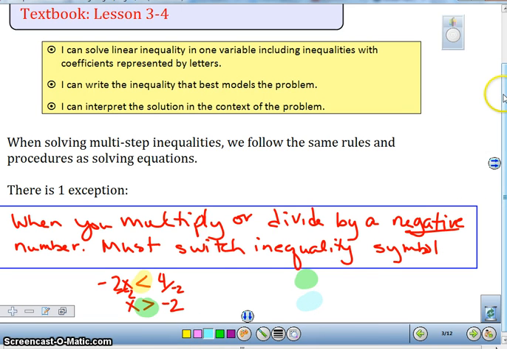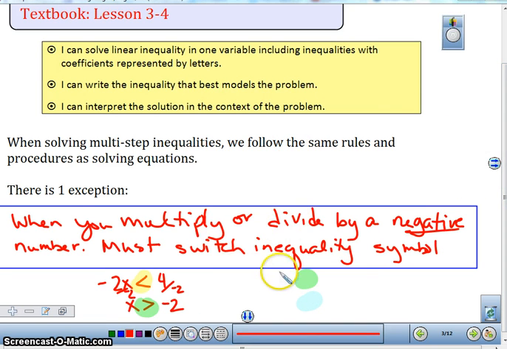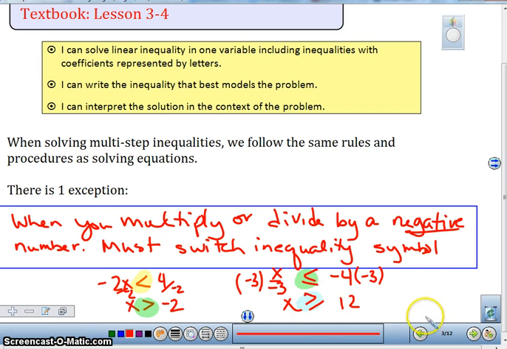If it starts with a less or equal, then it's going to change to a greater or equal. So again, if you would have something like x divided by 3 is less or equal to negative 4, then we have negative 3. We're going to multiply both sides by negative 3. We still get positive 12, but now instead of less or equal, we read it as x is greater or equal.